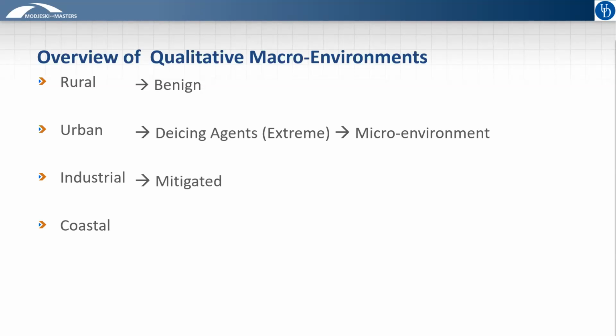Industrial environments were a historical concern, but the enactment of clean air standards has mitigated pollution levels to the point where this is no longer a concern. So our discussion of macro environments will focus on defining a coastal environment.